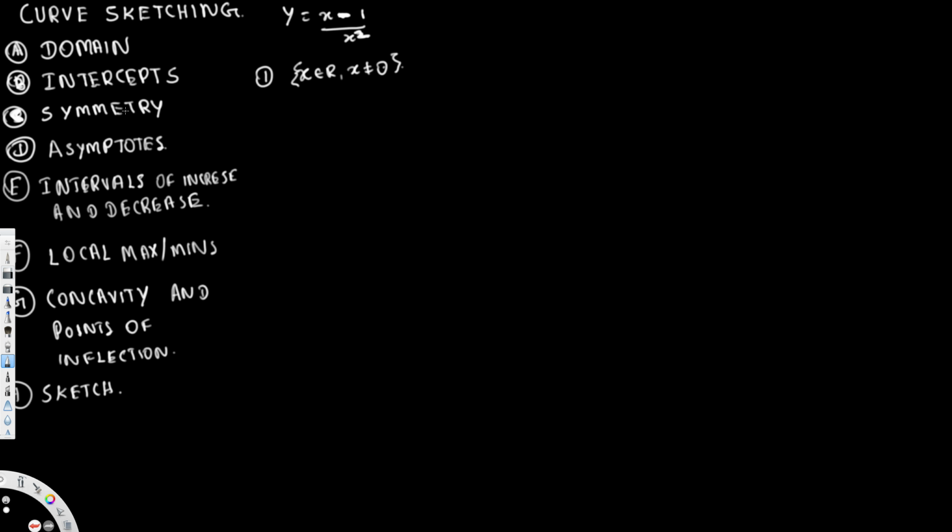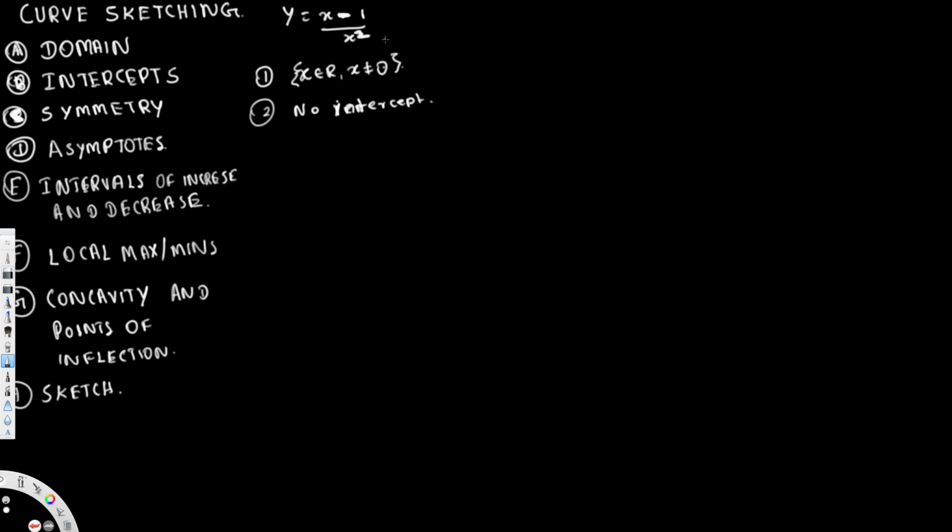Then the second one is we have to find the intercepts. In this case, if I start with the y-intercept, the y-intercept is when x is equal to 0. But we found out that x cannot be equal to 0. Therefore, there's no y-intercept. No y-intercept. And then we have the x-intercepts.